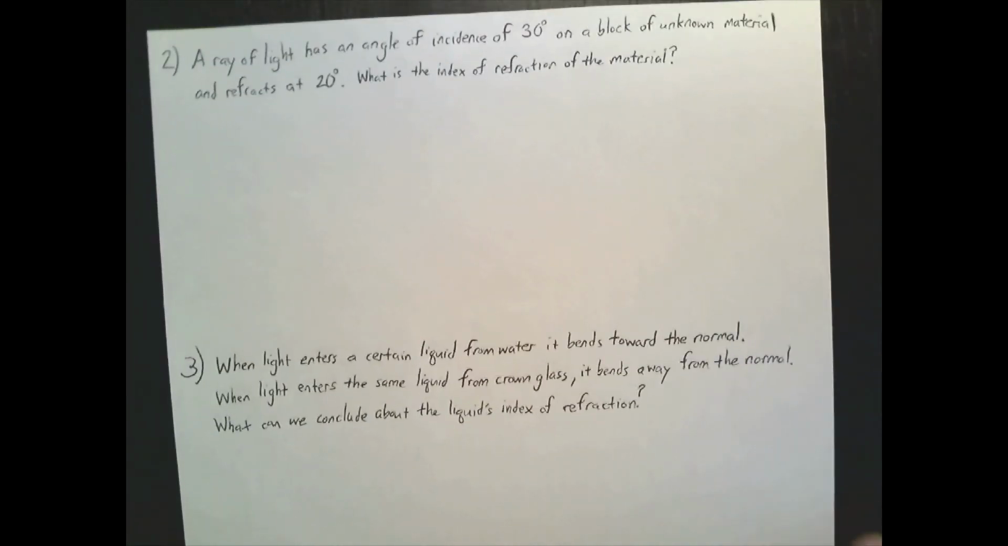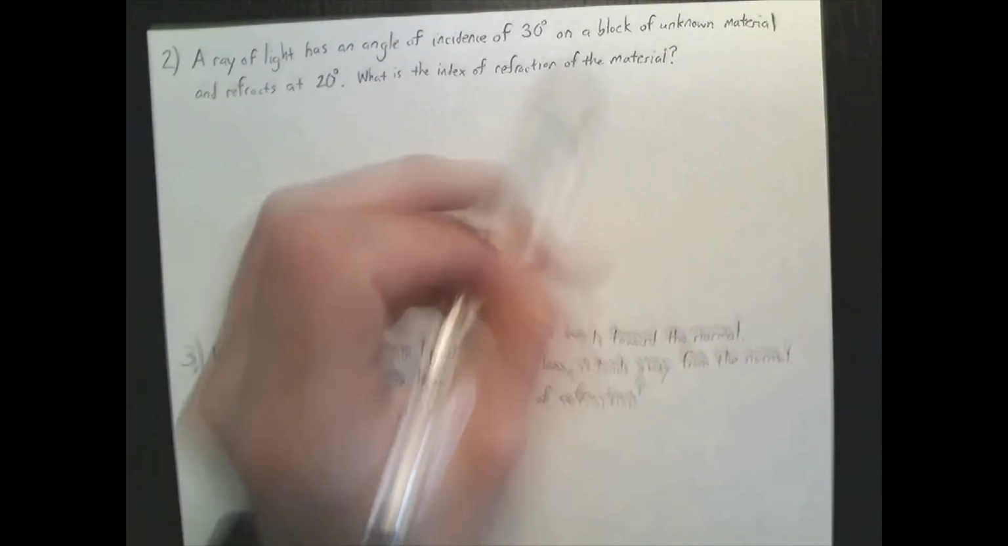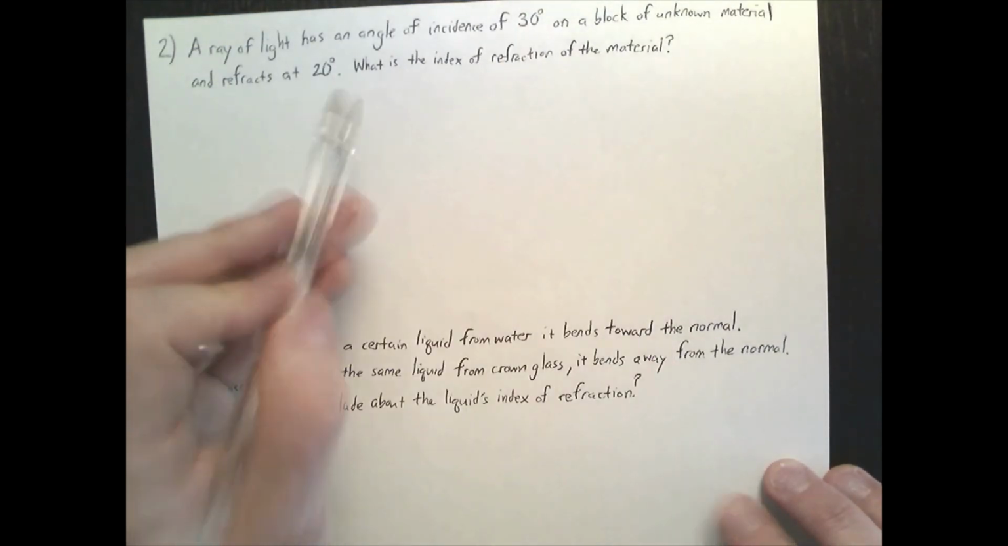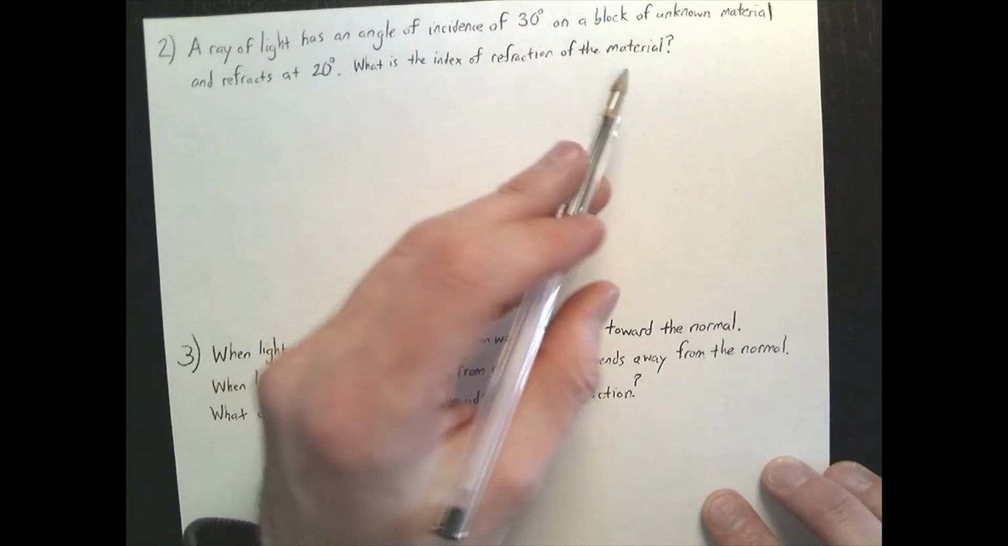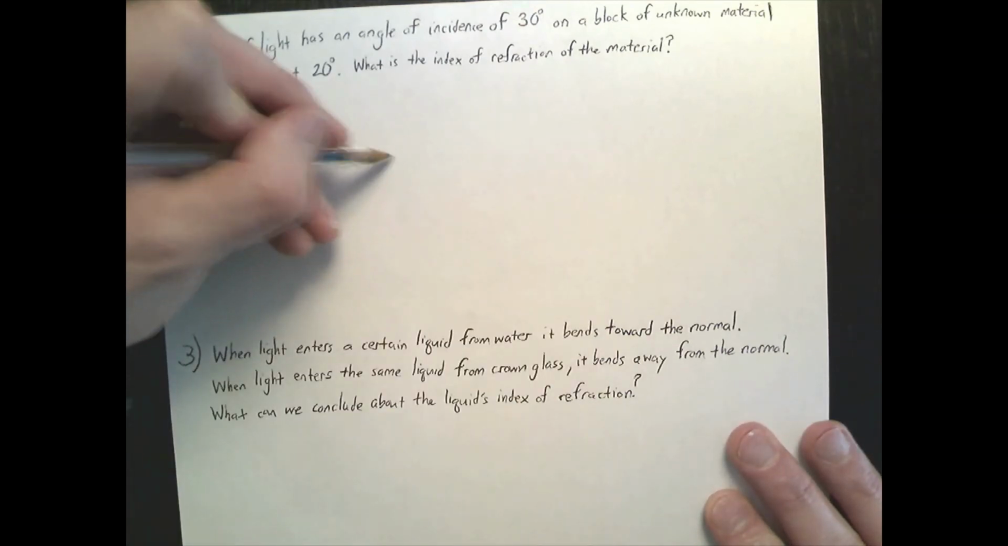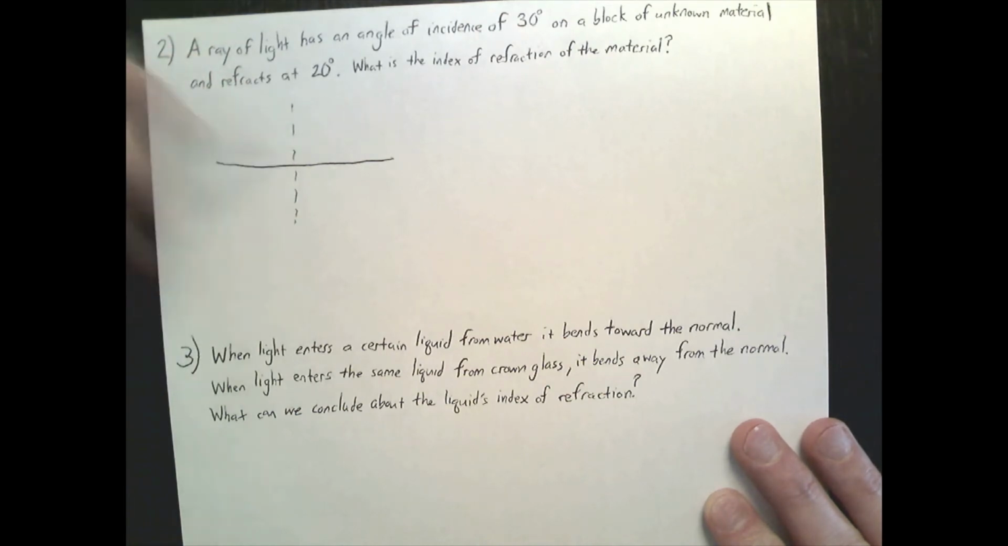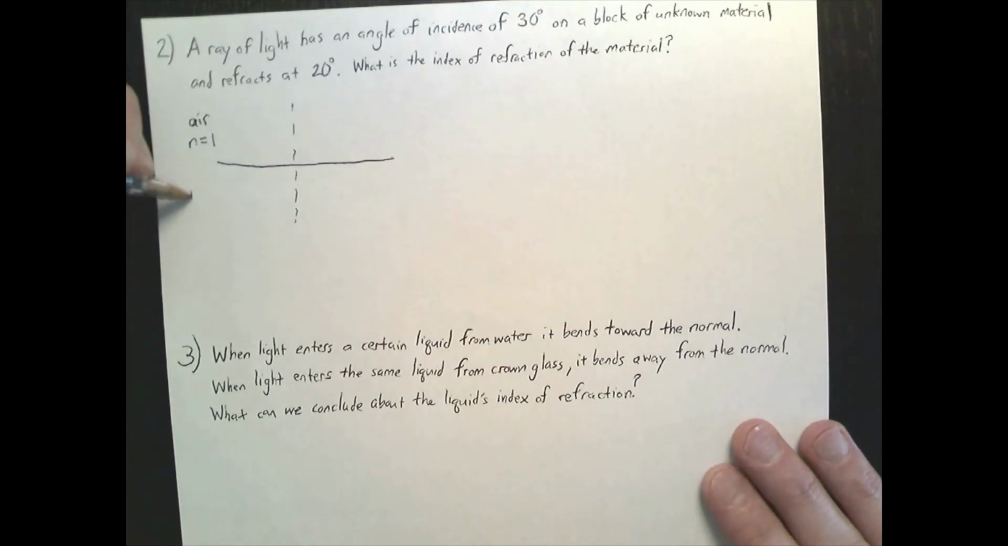Now we've got a ray of light that has an angle of incidence of 30 degrees on a block of unknown material and refracts at 20 degrees. We want to know the index of refraction of this material. It doesn't specify where the light is coming from, but usually you can assume we have air here, which has a simple index of refraction of about 1. Over here, we have a mystery index of refraction that we don't know, and that's what we're trying to solve for.